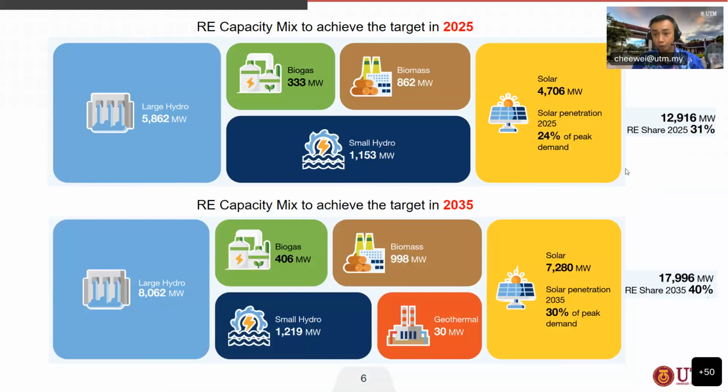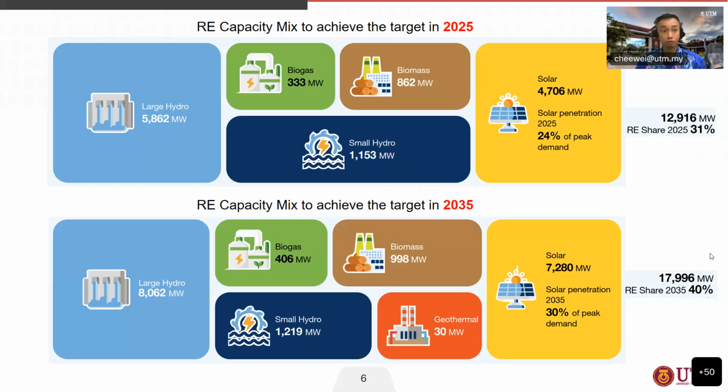Okay, so what is the target for Malaysia in 2025, and another 10 years later, 2035? If you look at the numbers on the right-hand side, the RE share that I mentioned in my previous slide, currently we have 24%, but in 2025 we are expecting to get 31% of the RE share. And 10 years after that, in 2035, we should be able to achieve 40%. That's a big number, actually.